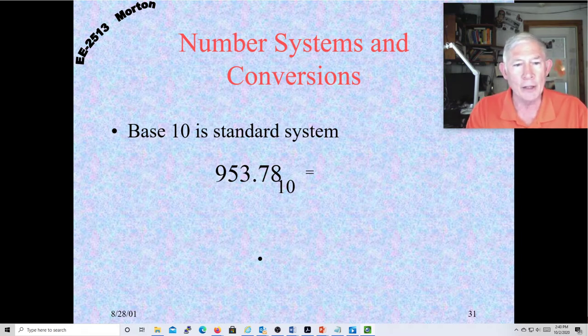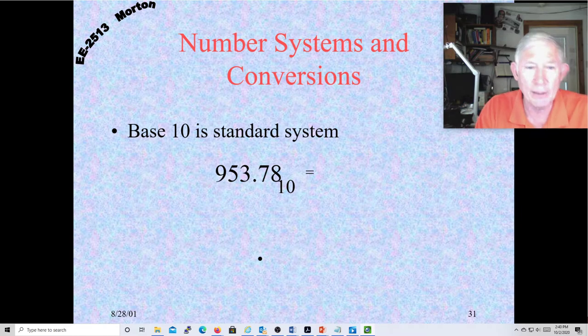So that's how we get 9 times 100 plus 5 times 10 plus 3 times 1, or 953. Now, working to the right of the decimal point, we deal in negative powers of 10, negative powers of the base. In this case, the base is 10, so that would be 10 to the minus 1. We start with minus 1, even though we start with 0 on the left side of the decimal point. So 7 times 10 to the minus 1 are 7 tenths, plus 8 times 10 to the minus 2 are 8 one-hundredths. So what we have then is 78 one-hundredths.